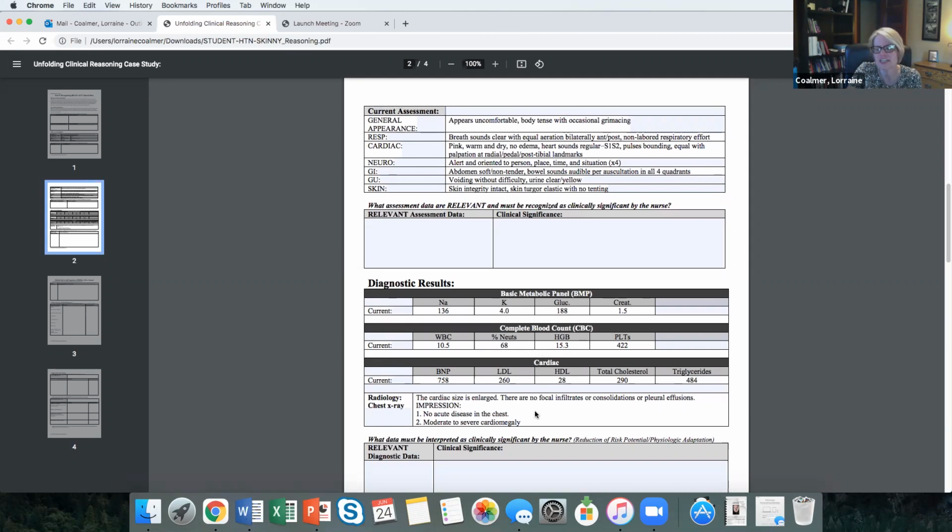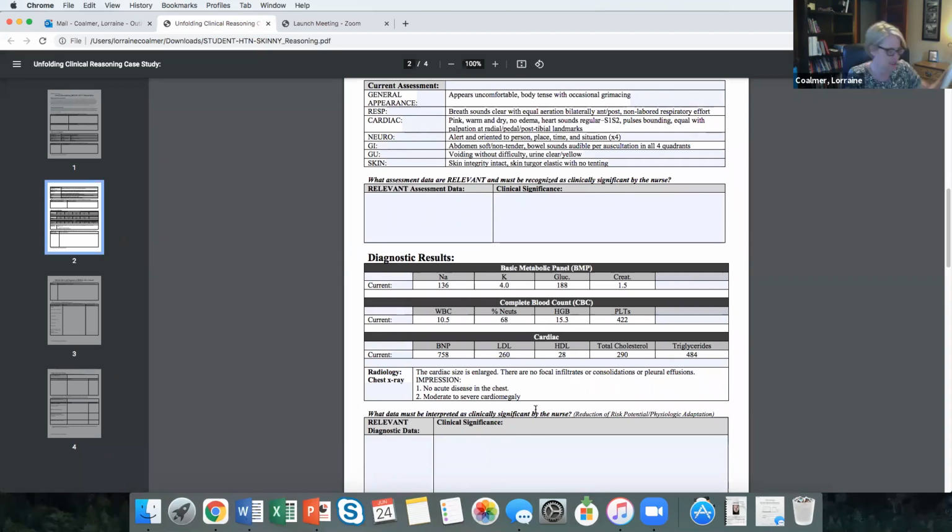Oh, look at his chest x-ray. What did I tell you about that? Look at his chest x-ray. Moderate to severe cardiomegaly. Why?